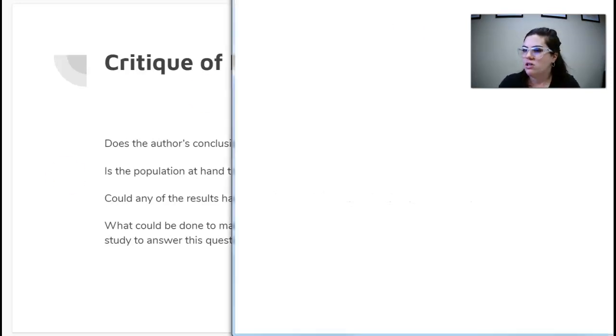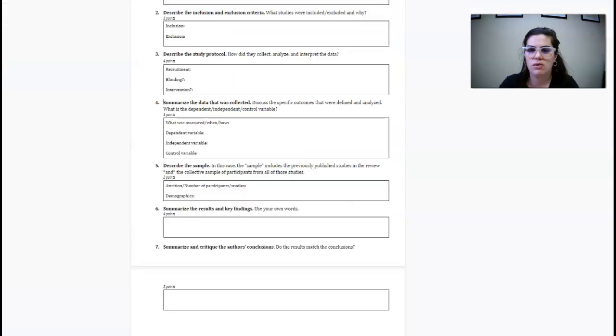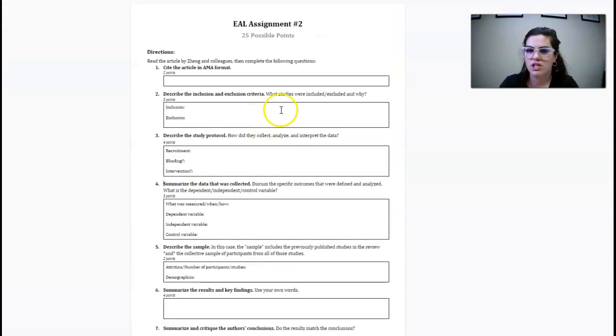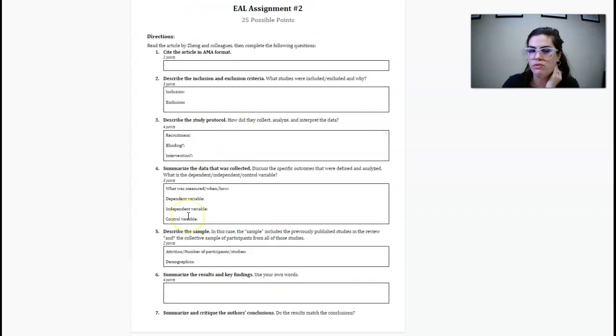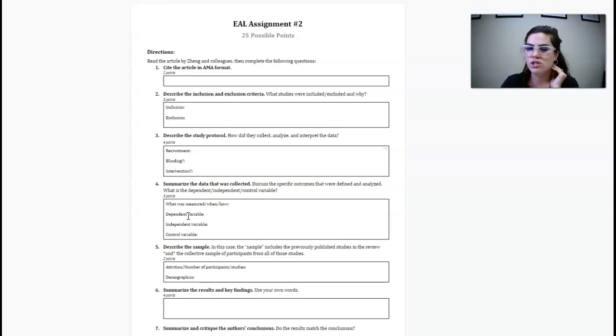So last thing I want to do is show you the changes that I made to the assignment, and the only changes I made was I added things like inclusion, exclusion, recruitment, blinding, intervention in these boxes just to help you out a little bit to know exactly what I am looking for in your answers.